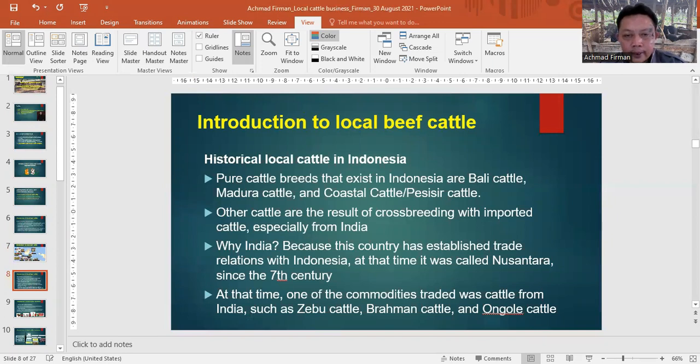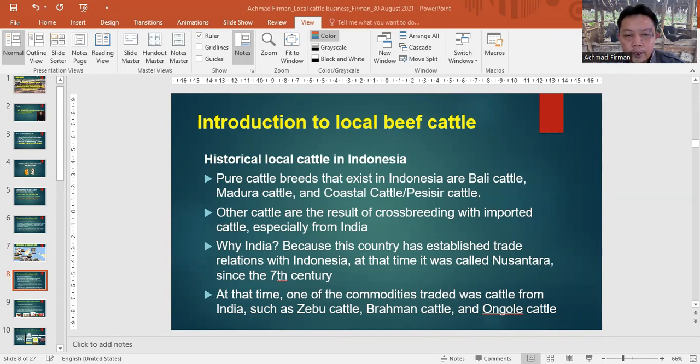Introduction, still introduction to local beef cattle. Historical local cattle in Indonesia. As I said before, the purebred cattle that exist in Indonesia are Bali cattle, Madura cattle, coastal cattle, or passenger cattle. Other cattle are the result of crossbreeding with immigrant cattle, especially from India.